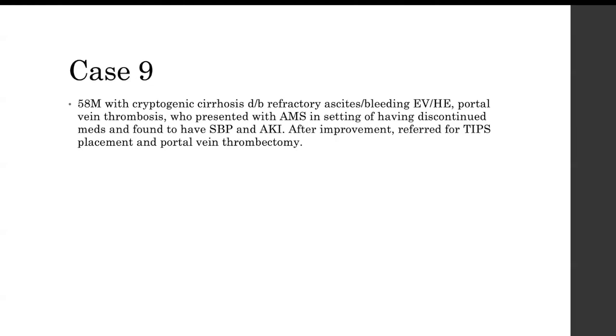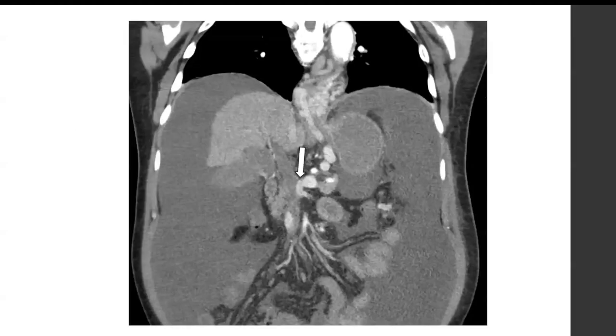So 58-year-old guy, what is this for? Oh, okay, so this is a patient who has bleeding esophageal varices, portal vein thrombus, and then he's found to have altered mental status, got better, but somehow was still referred for TIPS, apparently. And portal vein thrombectomy, which I don't remember if we talked about portal vein thrombectomy, but so here, this is a coronal CT, and this is showing where the thrombus is or starting.